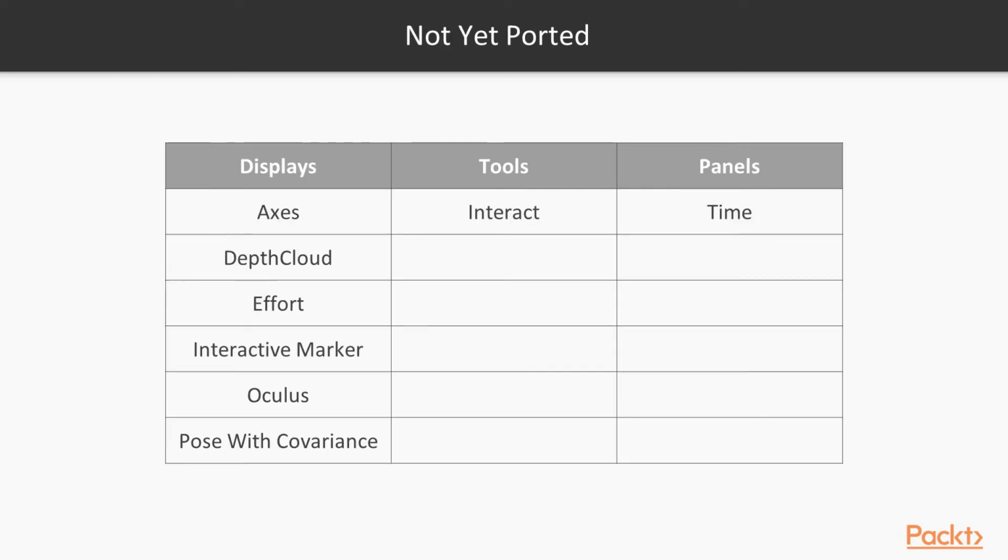These are the features that were not ported to ROS 2. In my opinion, the most important one is the time. But for example, if you want to see pose with covariance, you won't be able to do so.